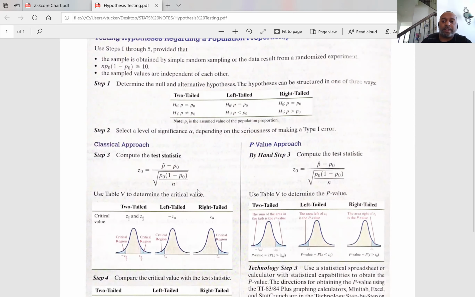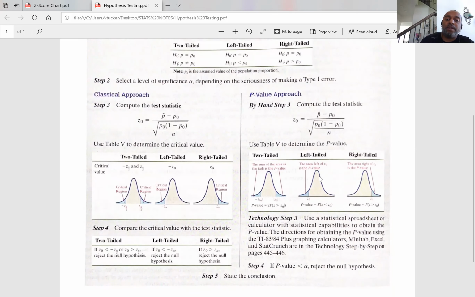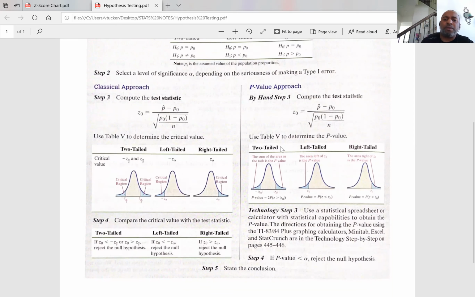From there, we have our test statistic that has to be calculated. And notice that's calculated the same way: p hat minus p naught over the square root of p naught times 1 minus p naught over n. So that's your test statistic. That's your z-score that we're going to go to the chart with. And then from there, for the most part, I think this class does the p-value approach. I didn't see one with the classic approach, so I'll check to make sure. We're not going to use technology. We're going to use the chart.